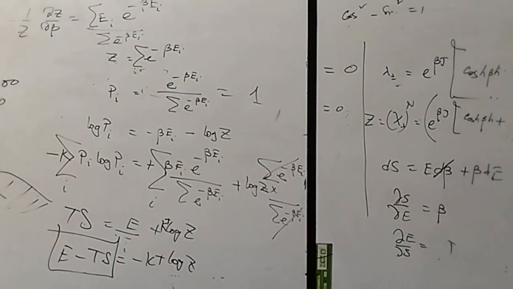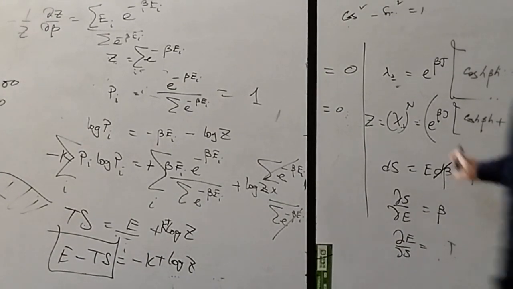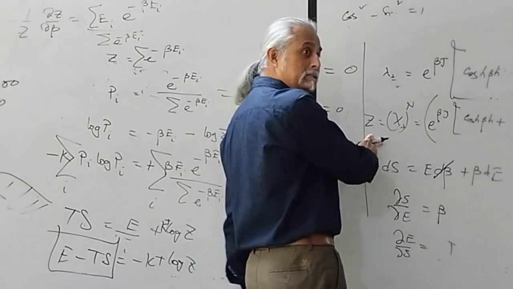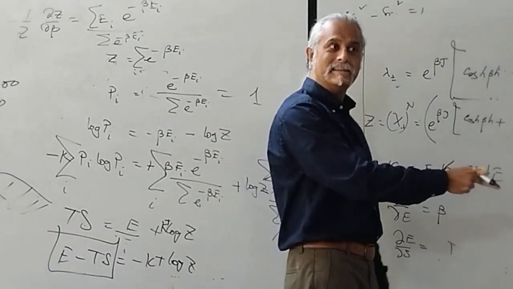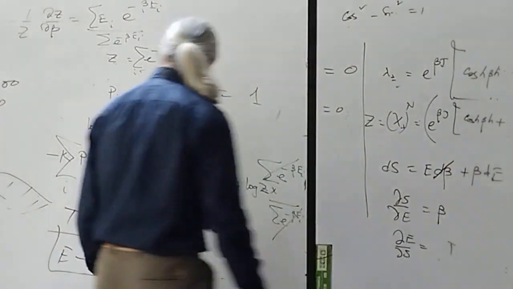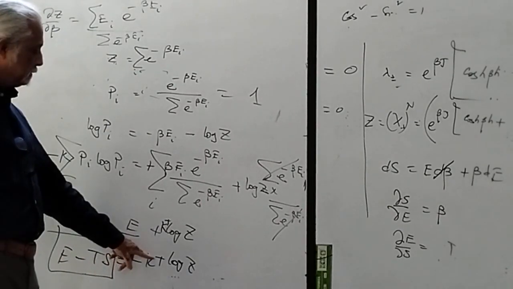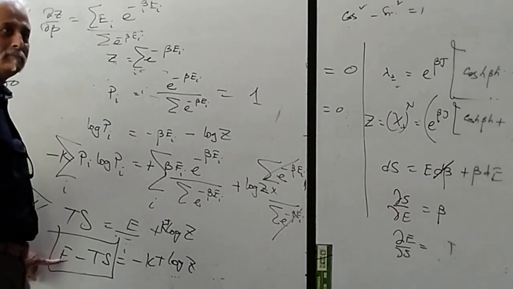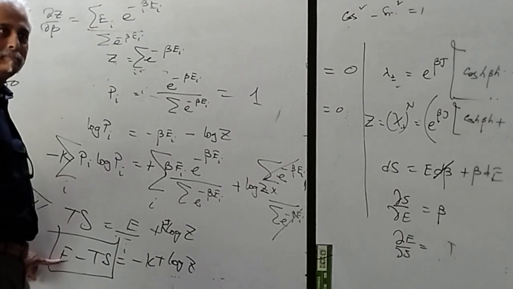ফ্রি এনার্জি তাহলে আমরা z, তার লগ নিয়ে কেটি দ্বারা গুণ করলে আমরা পাই মাইনাস কেটি লগ z. এটা যদি করি, I get the free energy. I get the free energy. Are you following me?